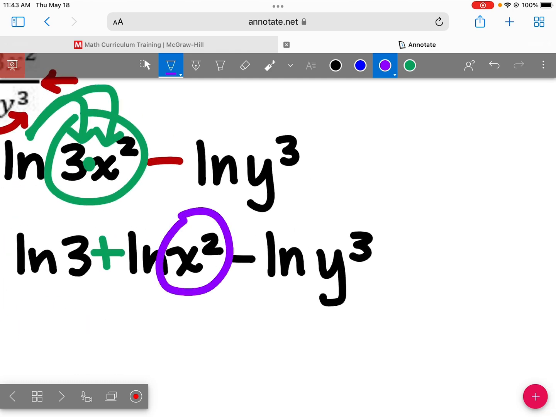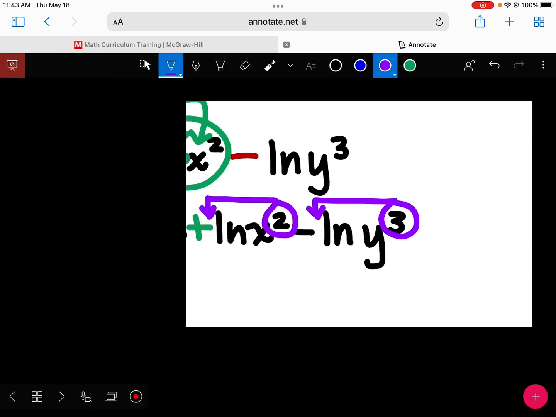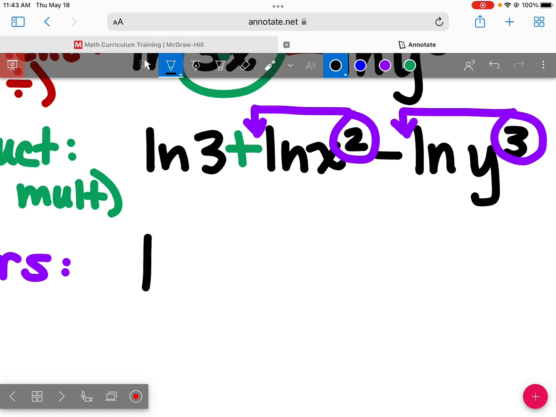What about here? That one has an exponent. So this 2 comes in front of this middle ln. Nothing comes in front of the first one. Are there any other exponents? The 3 on the y. So that goes in front of the ln after the minus sign. ln 3 just comes straight down.